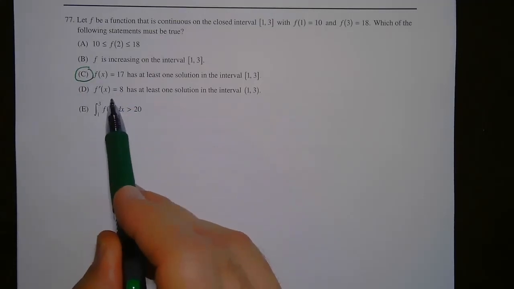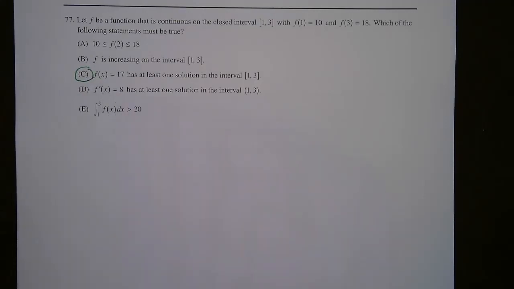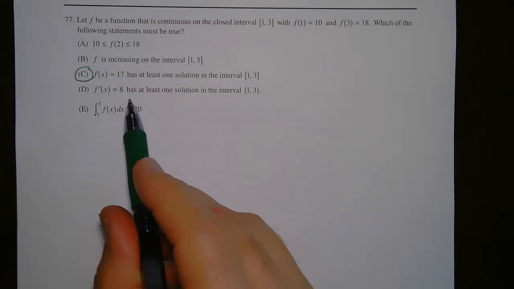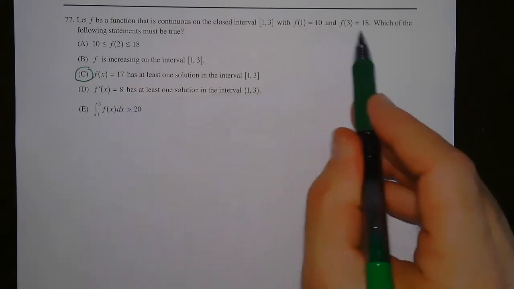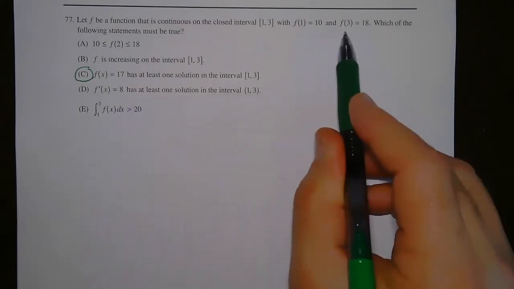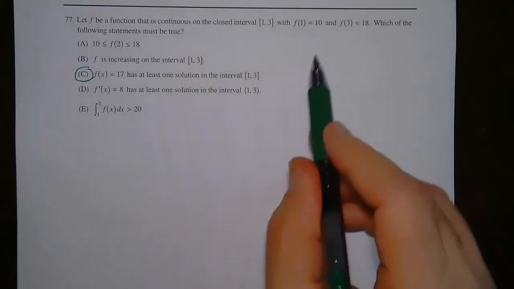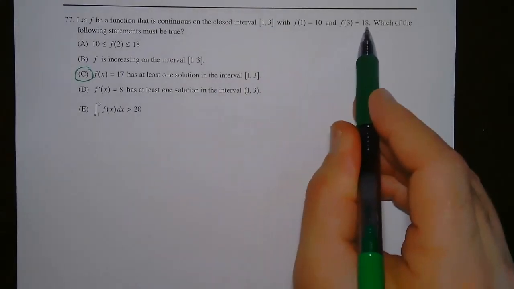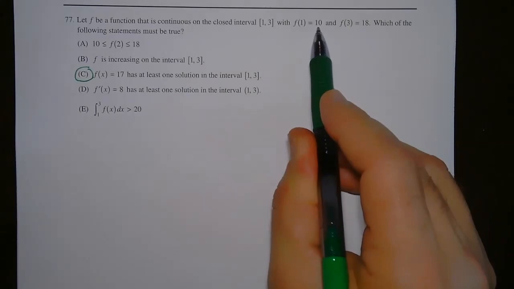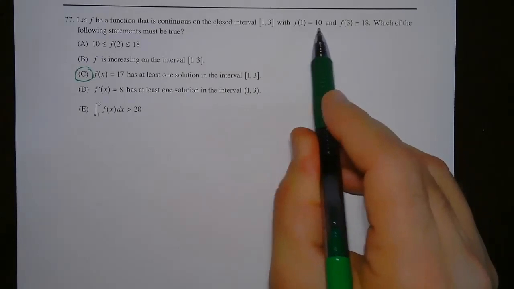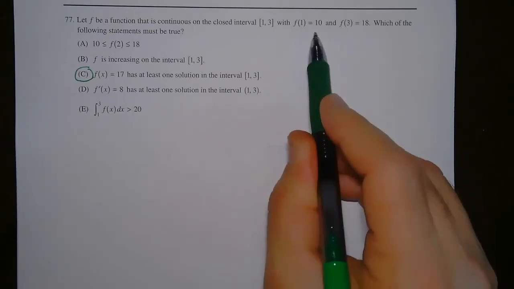So f prime of x is equal to 8, okay? That's kind of like the mean value theorem, right? But that would only be true if the average rate of change between 1 and 3 was 8, and that's not the case, because 18 minus 10 is 8, so this would be 8 over 3 minus 1, which is 2. So this is 8 over 2.